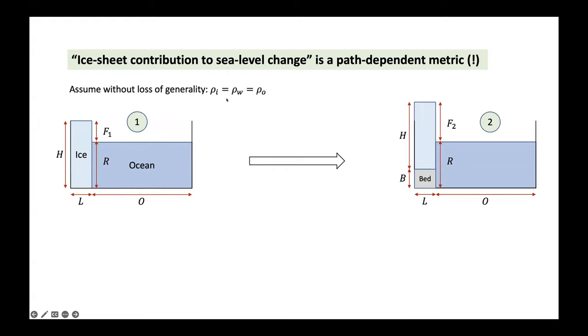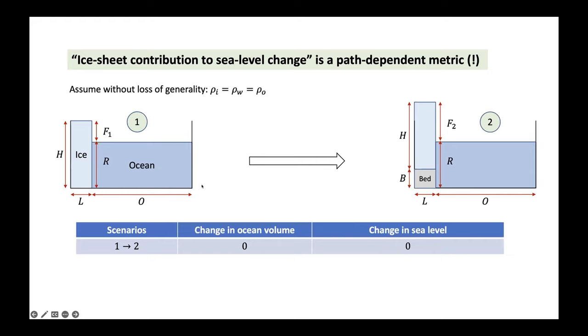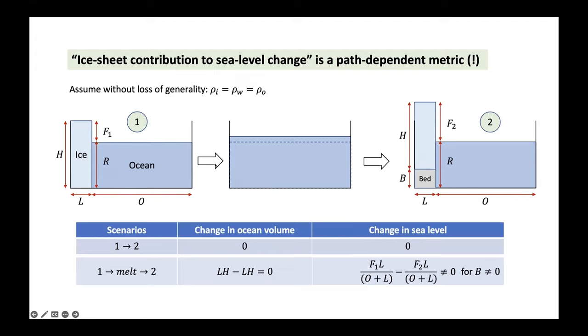And after a certain time, it gets to the second configuration like this. We have the exact same ice thickness here, but the only change happening is that the bedrock has moved up. Going from the left-hand side to the right-hand side configuration, scenarios 1 to 2, the change in ocean volume is nothing, the change in sea level is nothing. But this configuration has gone through a particular route, so that the ice sheet has completely melted in between the two time snaps.